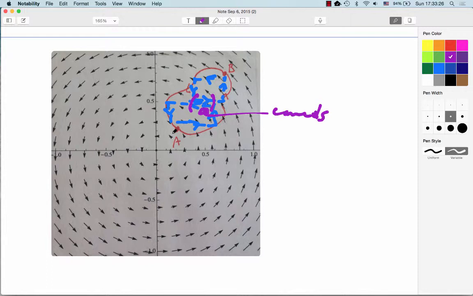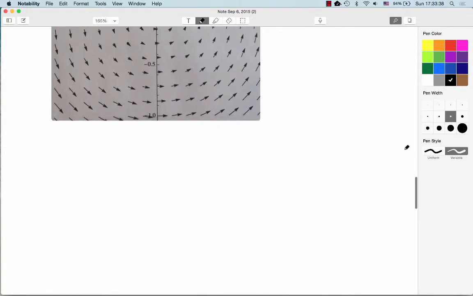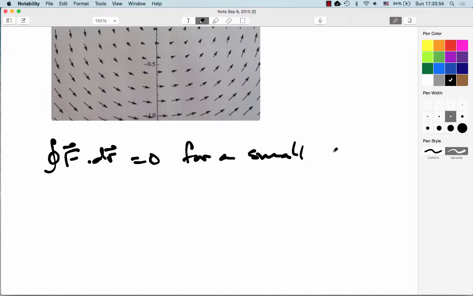In fact, I can even go ahead and subdivide the rectangles down into squares. So all I really have to worry about to see if my force is going to be conservative is to take a look and say, well, will the path integral of f dot dr equal 0 for a small square at any location?